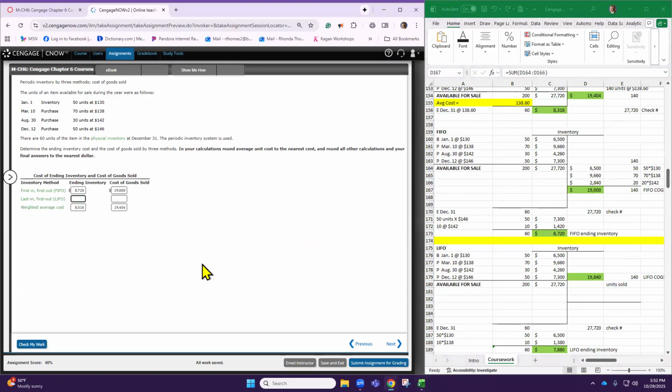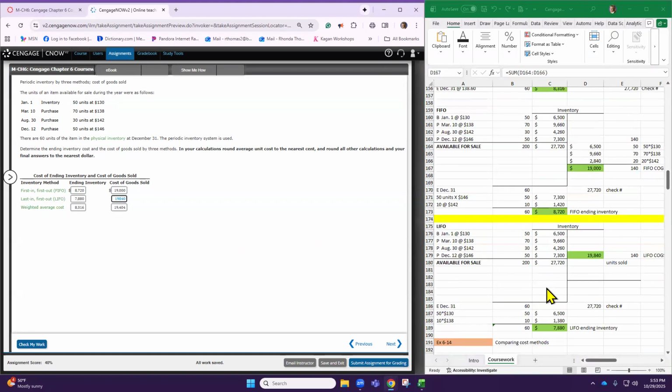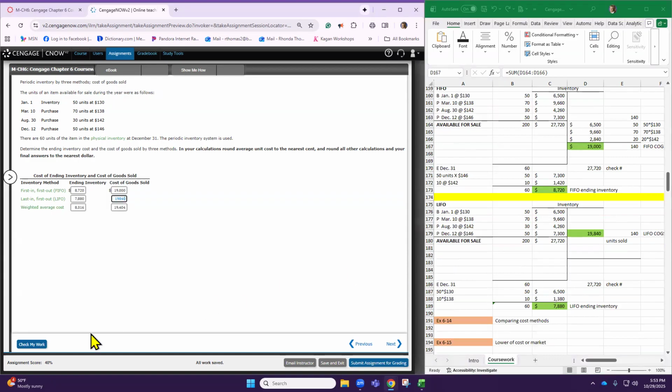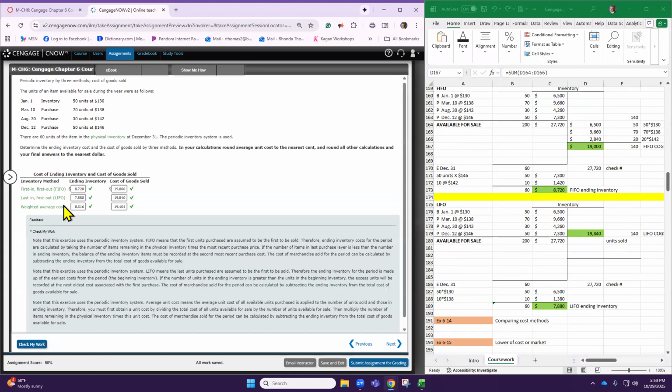All right, so the ending inventory for this one is $7,880. Is that, does 83,116 fall in between there? That's a good sign. And then 19,840. So both of these numbers must add up to the 27,720 that we came up with for all three of these cost flow assumptions. Okay, let's see if we got it right.